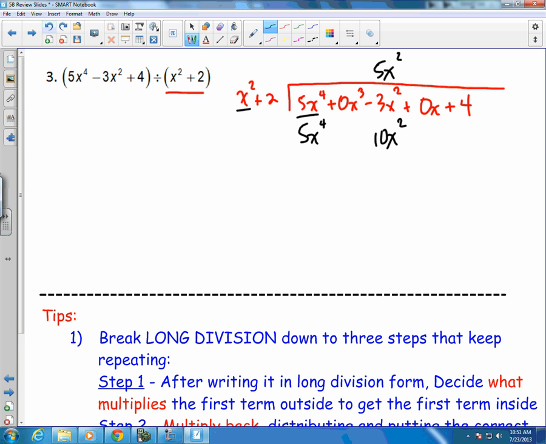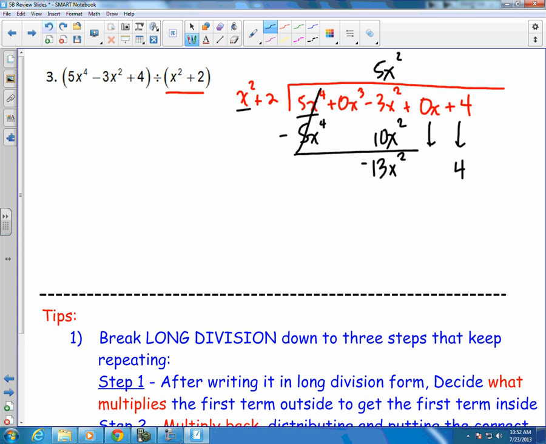So at this point, you're on to step three. Step three is to subtract down. This subtracts down, cancels. 0x to the third minus nothing is 0x to the third. Now it gets a little tricky. Negative 3x squared minus 10x squared is negative 13x squared. And I bring down the other two terms that are to the right. So there's your trick.